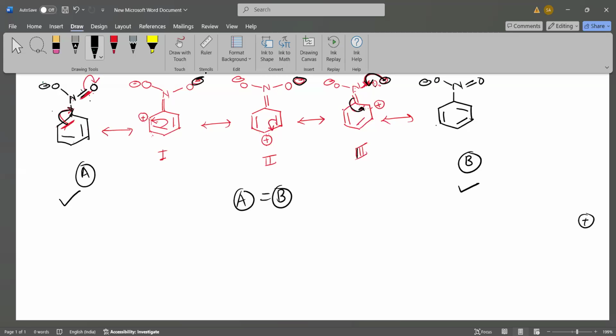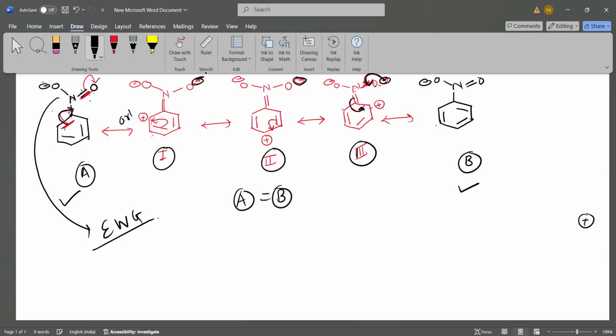Got it? Fine. Now say this is A and B. What happens when there is an electron donating group? This group is what? Electron withdrawing group. This won't be electron donating. Electron withdrawing group withdraws the electron, correct? Yes, ma'am. And because of that, your structures 1, 2, and 3 themselves suggest that the ortho and para positions become electron deficient, correct? So the electrophile will not go at ortho and para positions when there is an electron withdrawing group. It will attack where? On the meta position.